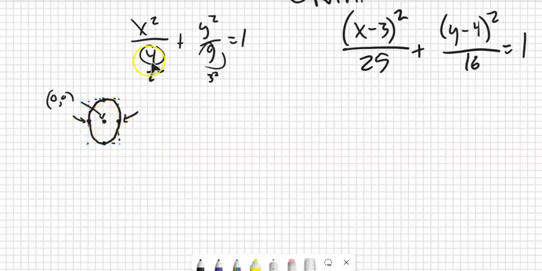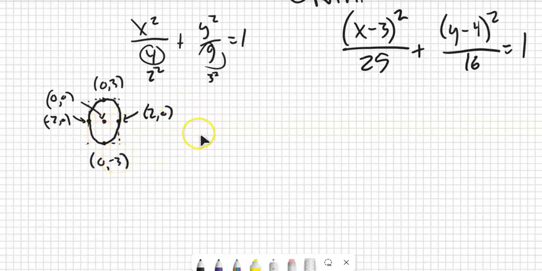This one is over 2. So I'm going to add 2 to the x, so 2, 0. Subtract 2 from the x, negative 2, 0. This is a distance of 3 here, so I'm going to add 3 from the center to the y part, 0, 3. Subtract 3, 0, negative 3.